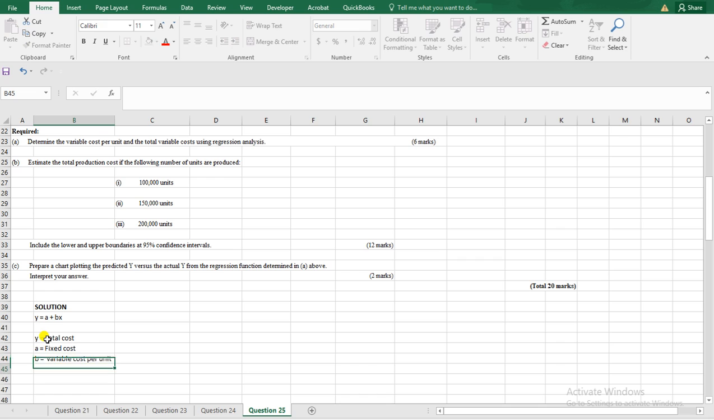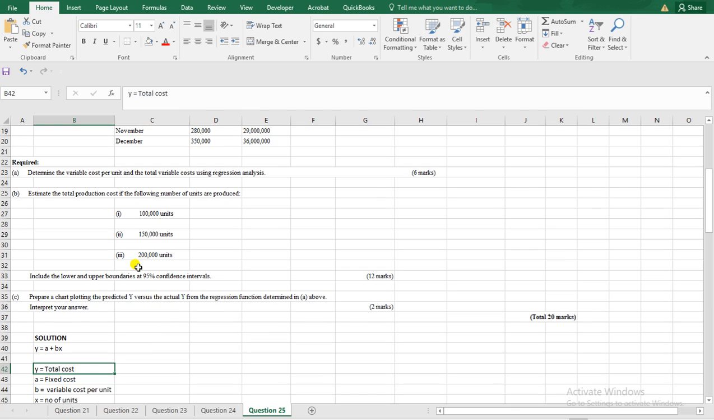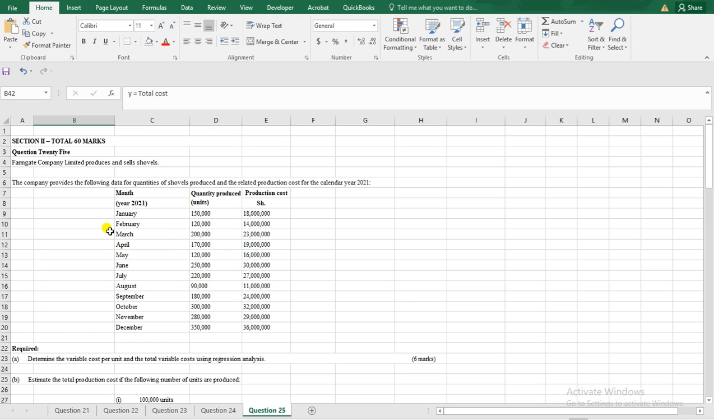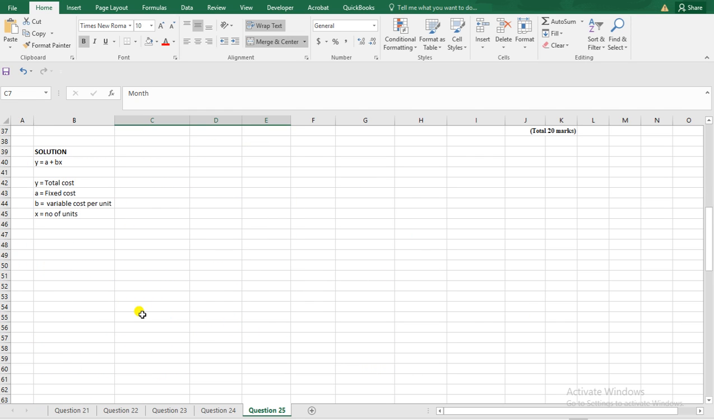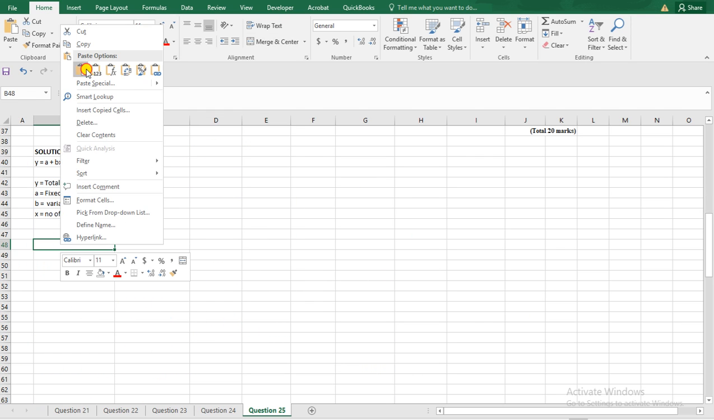x is simply our number of units. So these are what we had when we introduced the concept of forecasting in management accounting. This function is always very key. So back to our question, I'm asked to determine the variable cost per unit and total variable cost using regression analysis. So what Mwalimu is going to do, I'm going to take this bit here because that will be a point of reference all through.